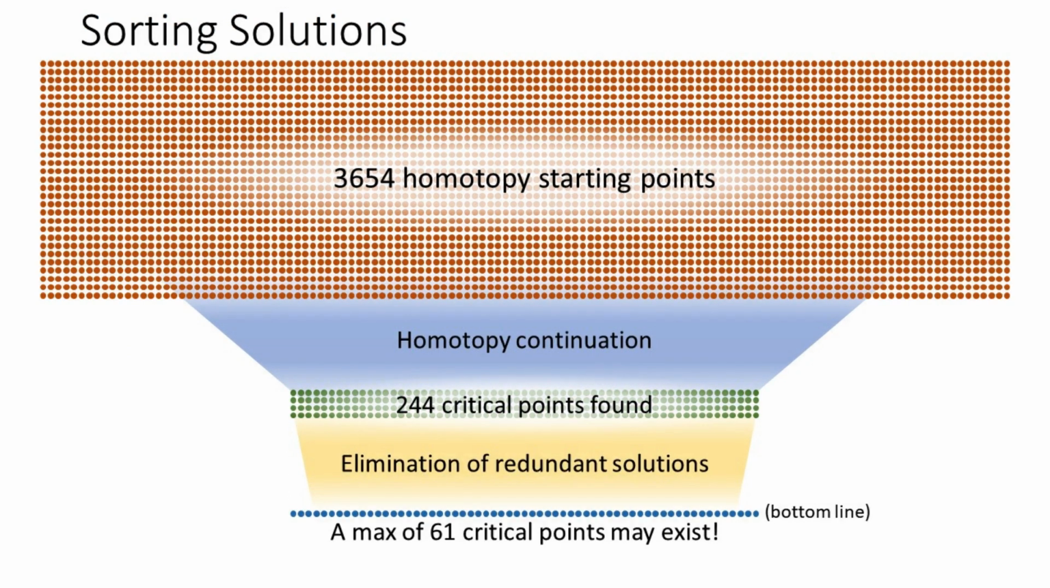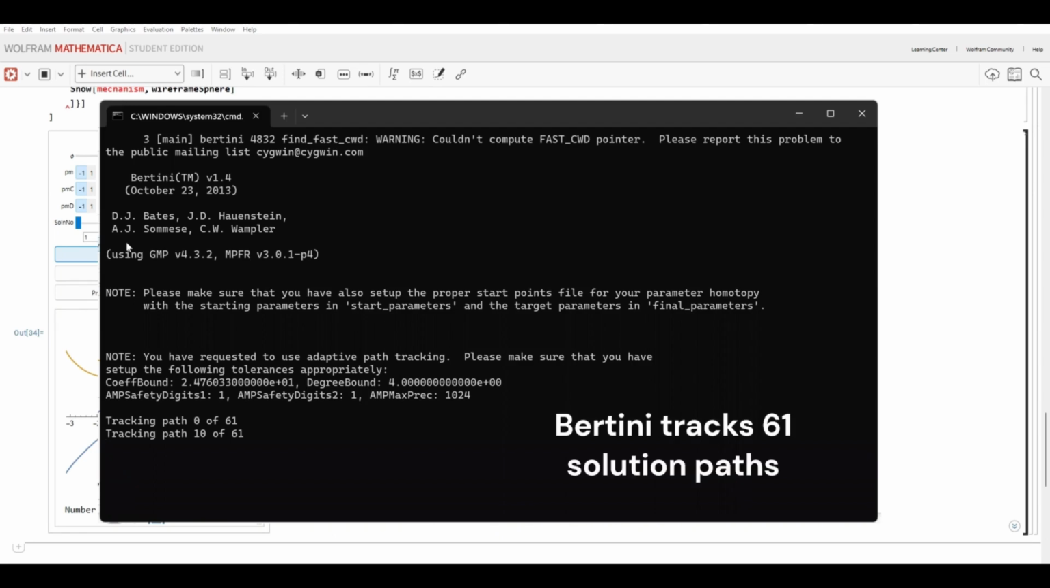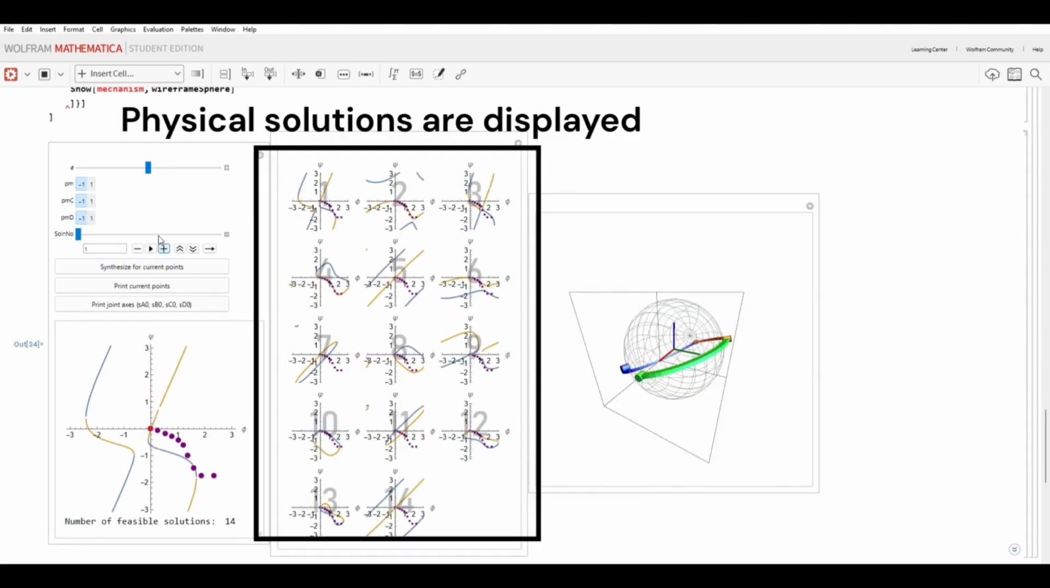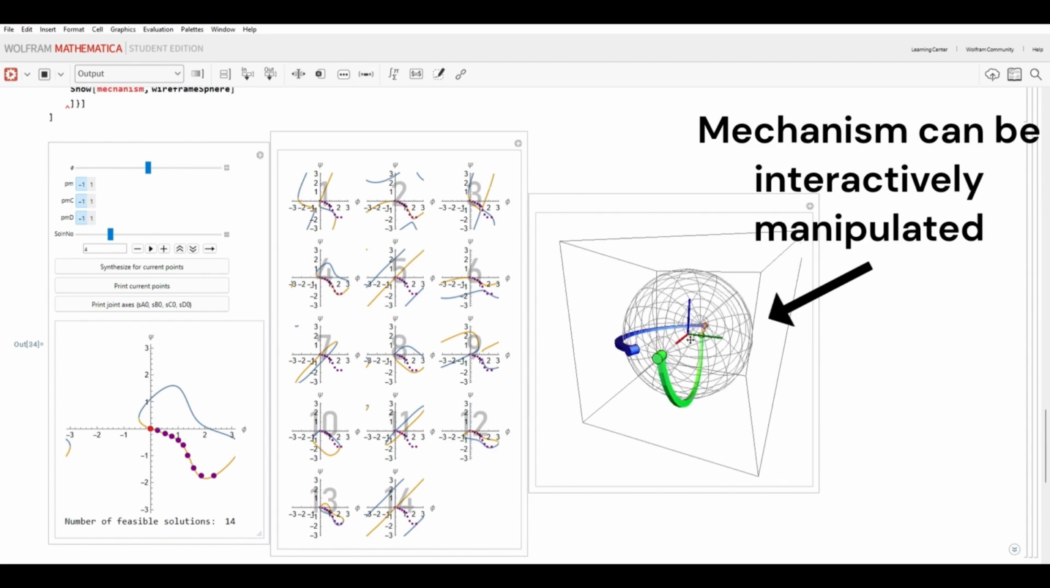Due to the sphere constraints, solutions appeared in redundant sets of 4, allowing a reduction down to a maximum of 61 critical points. This procedure was implemented in an interactive design tool. Here, the angle pairs for a desired function are dragged into place by a user. The interface calls Bertini to find the 61 critical points. The real physical solutions are displayed for easy analysis and selection. The user can visualize and interact with the mechanisms synthesized by each solution.